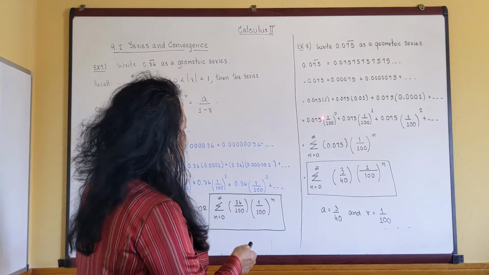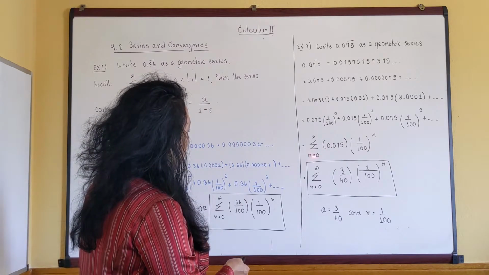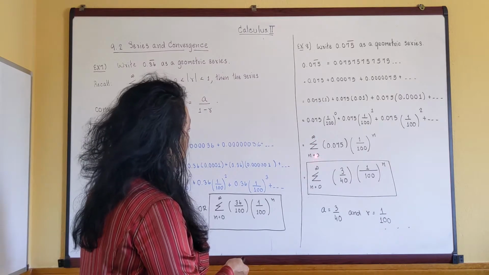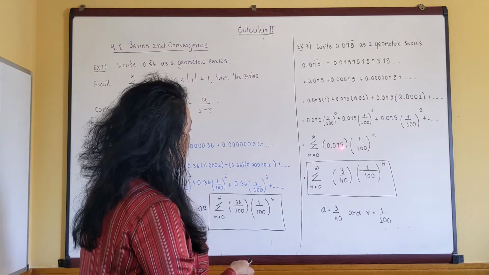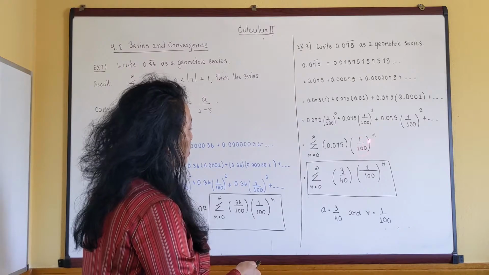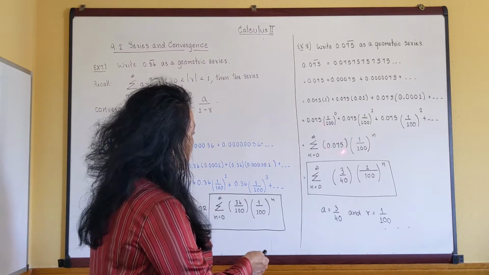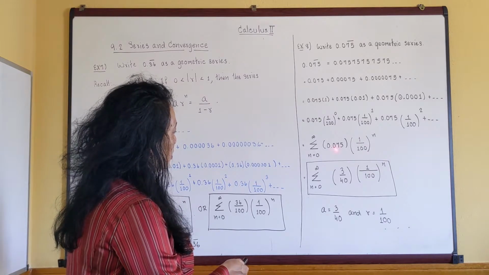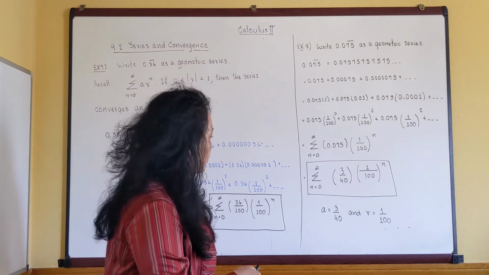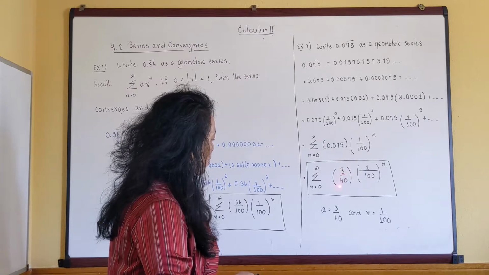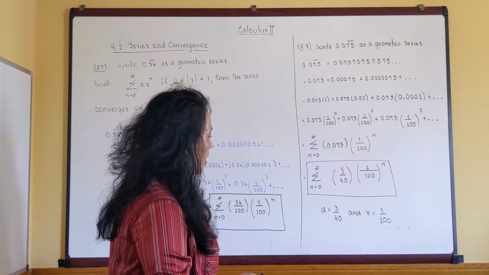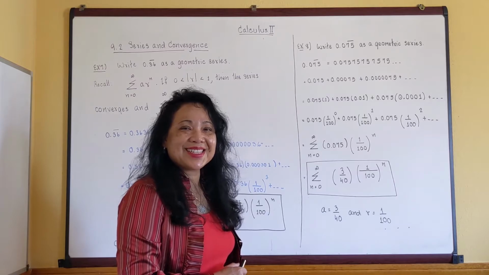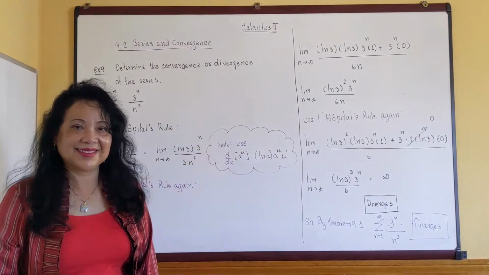So I rewrite this as sigma n from 0 to infinity of 0.075 times 1 over 100 to the n. Again, this is my a and this is my r. And 0.075, you can write as a fraction, 3 over 40. So this is my a and this is my r. Alright, let's look at the next example.